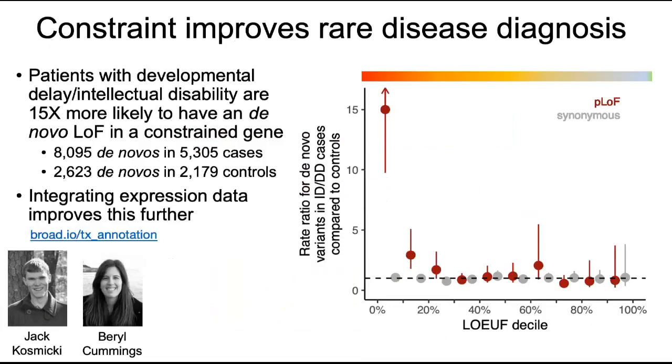If we look at these LOEUF scores in patients with developmental delay or intellectual disability, these patients are actually 15 times more likely to have a de novo loss-of-function variant in the most constrained decile of the genome, this first decile. This is just looking at patients with de novos for intellectual disability and developmental delay. Integrating expression data improves even further, and we have a companion manuscript written by Beryl Cummings on this, so I invite you to look into that if you want.